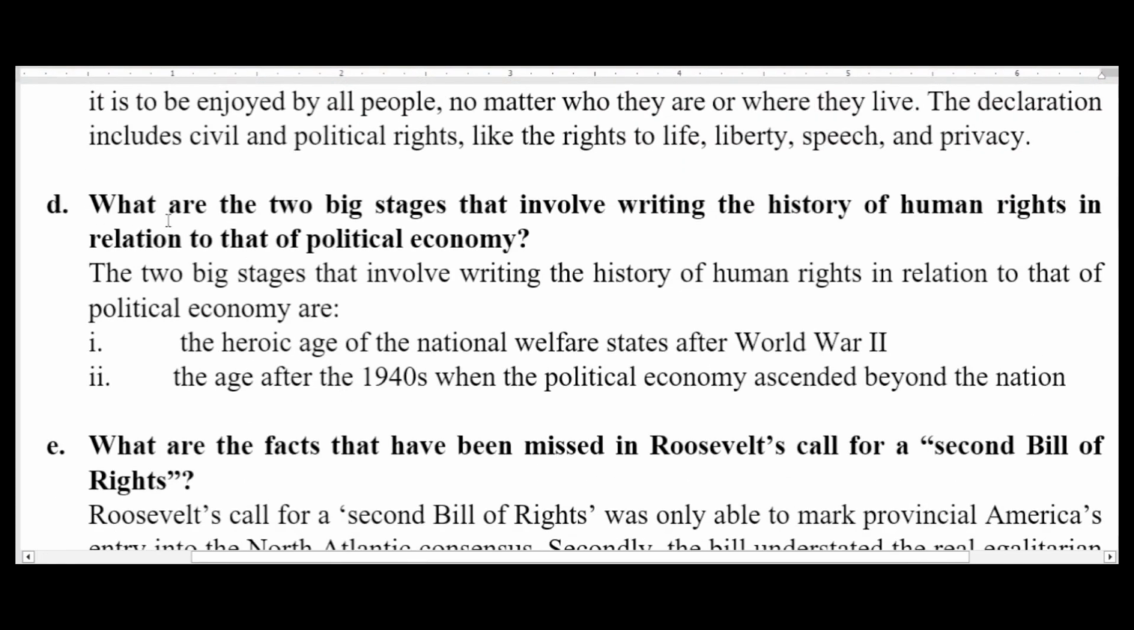Question number D. What are the two big stages that involve writing the history of human rights in relation to that of political economy? Two big stages, human rights writing history.